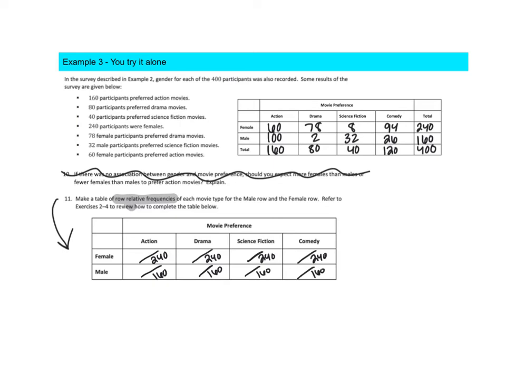Okay, so I'll start you off for females who like action. There were 60 out of the 240 who like that. And we're just going to turn that into a decimal. So 60 divided by 240. Let me do it real quick in my calculator. This is 0.25, or we know that's the same as 25%. Okay? And I want you to go through and do this for the entire table. I will give you a couple minutes to do it to find these row relative frequencies, and they're called row relative because we're using our totals from our rows as our denominators. Okay?